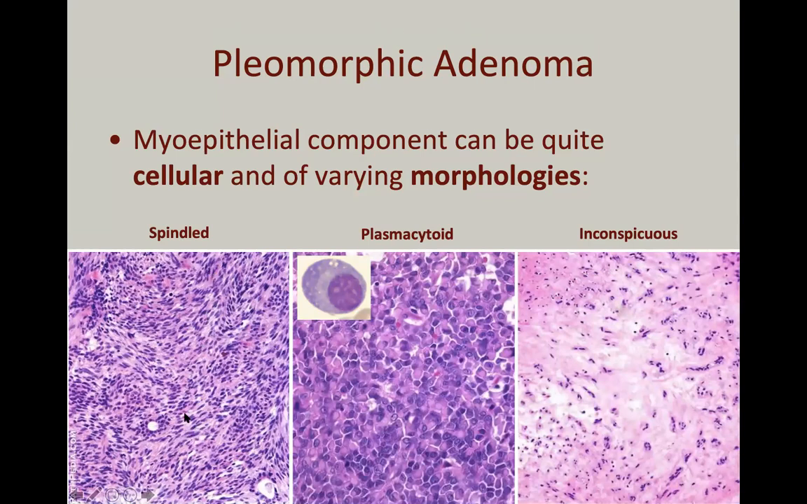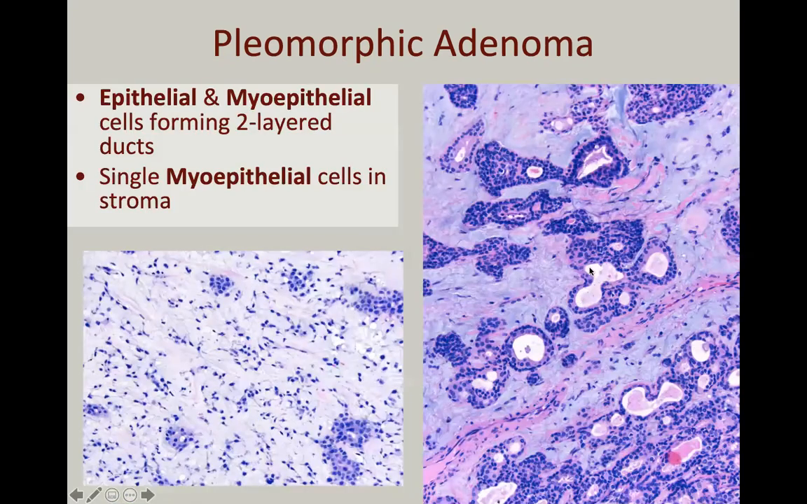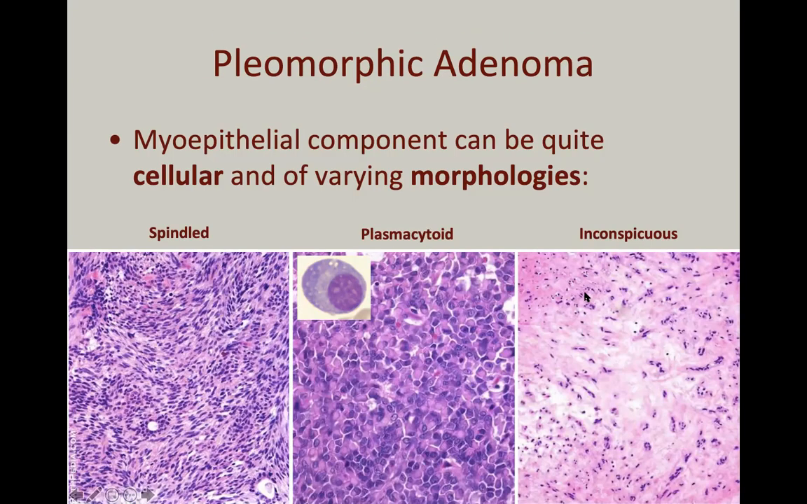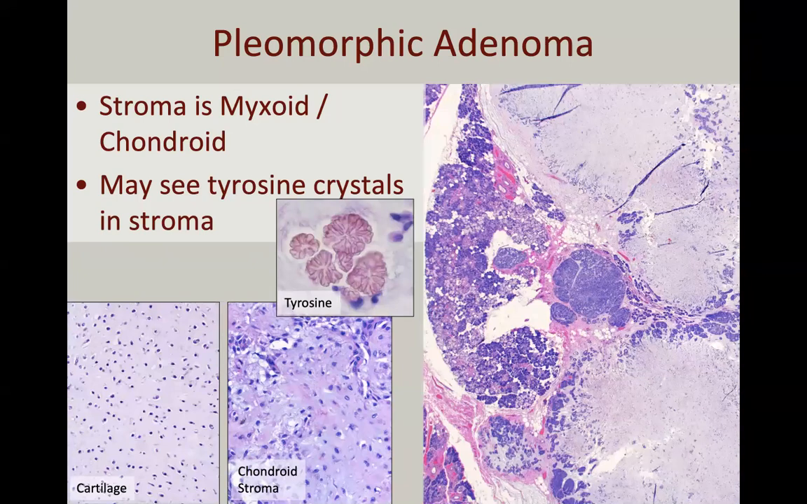So sometimes a tumor is predominantly spindled, predominantly plasmacytoid, or predominantly small and conspicuous, only focally punctuated by duct-like structures such as this, hence polymorphous in architecture. Sometimes you can see these characteristic tyrosine crystals in the stroma. That is also helpful and diagnostic of a PA.